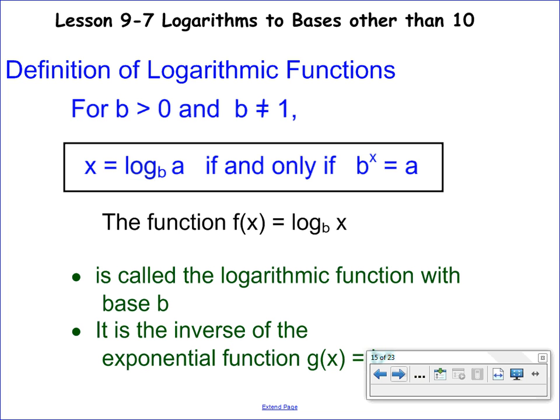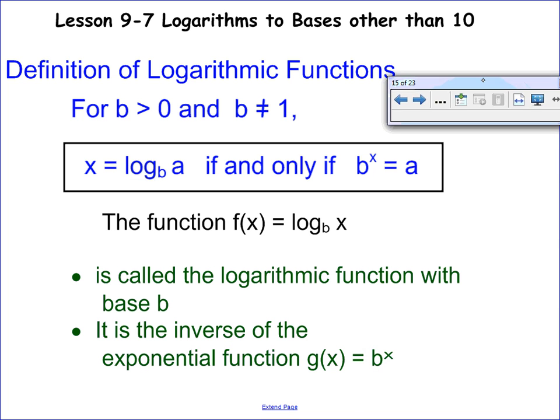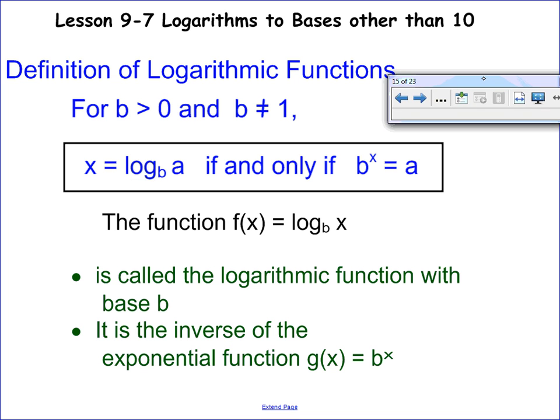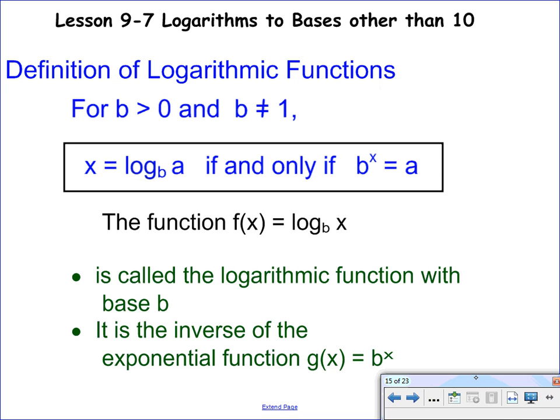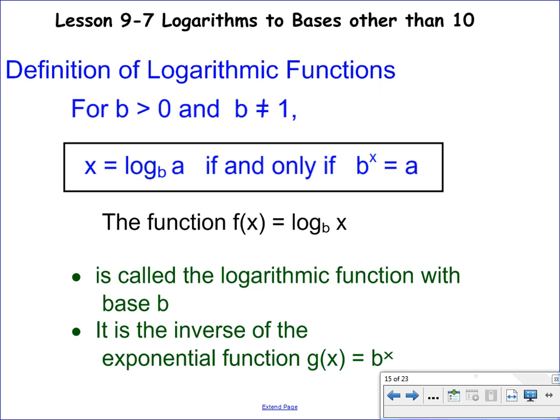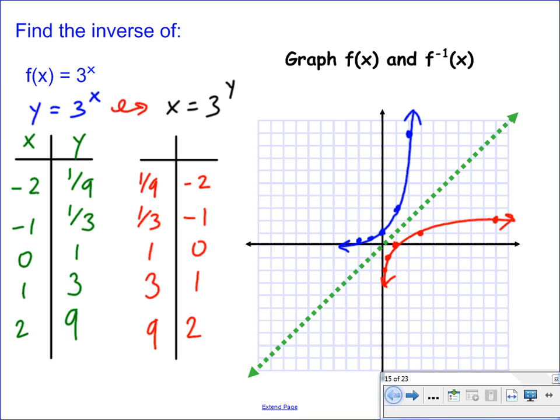It's called the logarithmic function with base b, and it's the inverse of the exponential function g of x equals b to the x. So let's go back to the last page now. We're going to rewrite my inverse function, x equals b to the y, as a logarithm. y is going to equal log base b of x. In this case, what was my base in the exponential? 3. Therefore, my f inverse in red is going to be given by log base 3 of x.